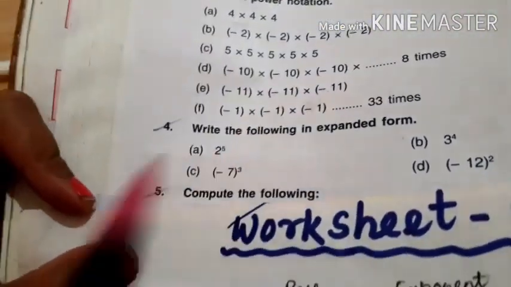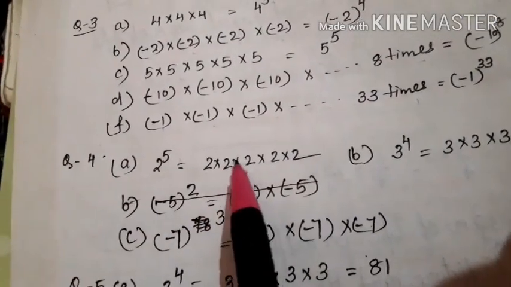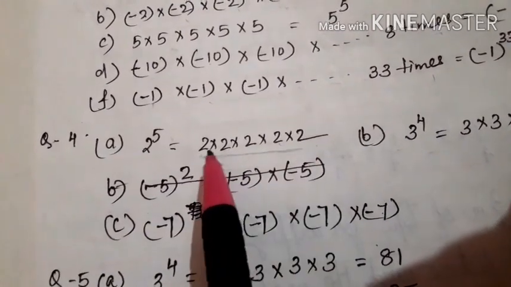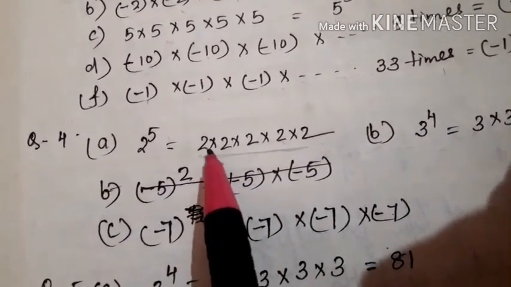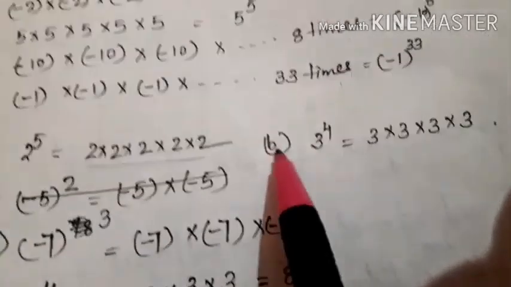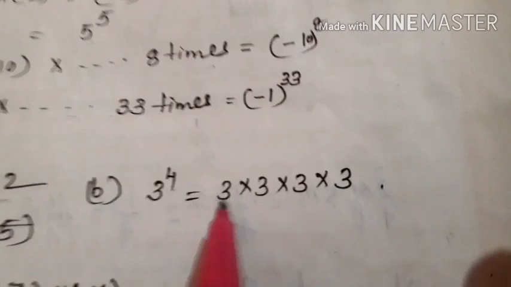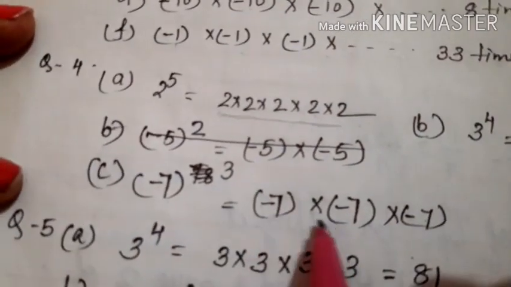Then question number 4. Write the following in expanded form. Just the opposite of this. 2 to the power 5, you have to write 2 into 2 into 2 into 2 into 2. It means you have to write 2 multiplied 5 times. Then B, 3 to the power 4. You have to multiply 3 four times, 3 into 3 into 3 into 3. Minus 7 to the power 3, minus 7 into minus 7 into minus 7.